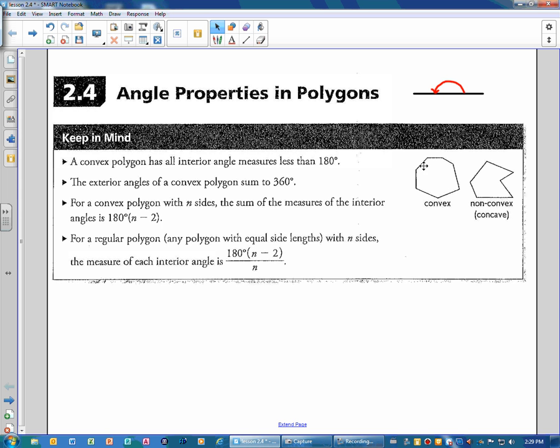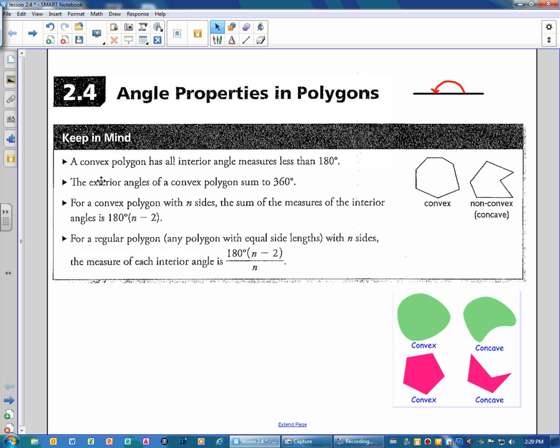So all the interior angles, here's another example, all the interior angles of a convex polygon have less than 180 degree angles, okay? Same here, same down here, less than 180. They never cross that straight line. Conversely though, concave or non-convex will have interior angles that have gone past that 180 degrees. So right here, and right there, okay? So just so you know what the word convex means.